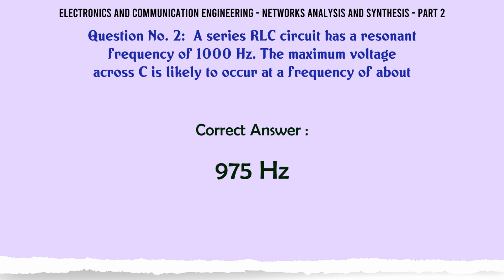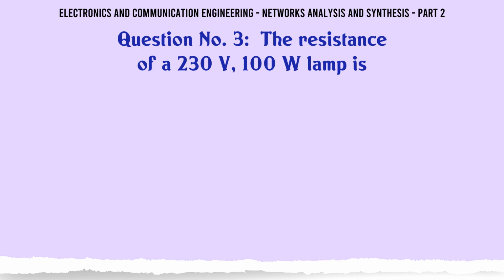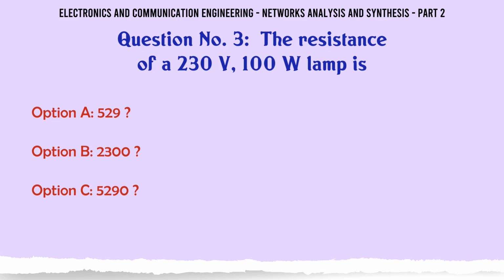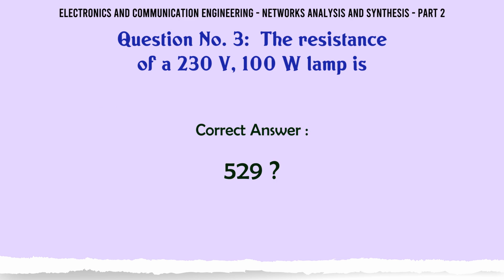The resistance of a 230 V 100 watt lamp is A. 529, B. 2300, C. 5290, D. 23. The correct answer is 529.